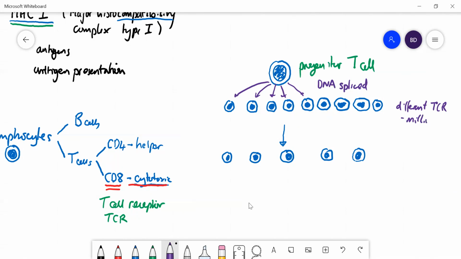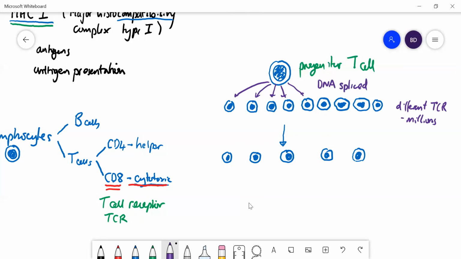So you've got millions of different T cells, each one with a different T cell receptor. It will be a little clone of cells, actually, it won't be just one, because that will then divide and make its own little batch of 100 or whatever, its own version of itself. They've got different T cell receptors.